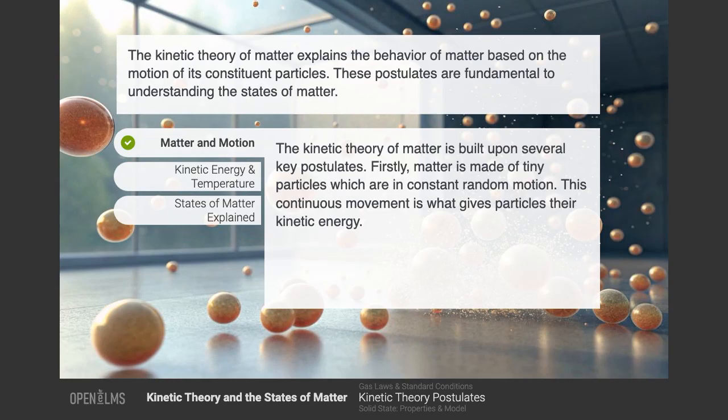The kinetic theory of matter explains the behavior of matter based on the motion of its constituent particles. These postulates are fundamental to understanding the states of matter. The kinetic theory of matter is built upon several key postulates. Firstly, matter is made of tiny particles, which are in constant random motion. This continuous movement is what gives particles their kinetic energy.